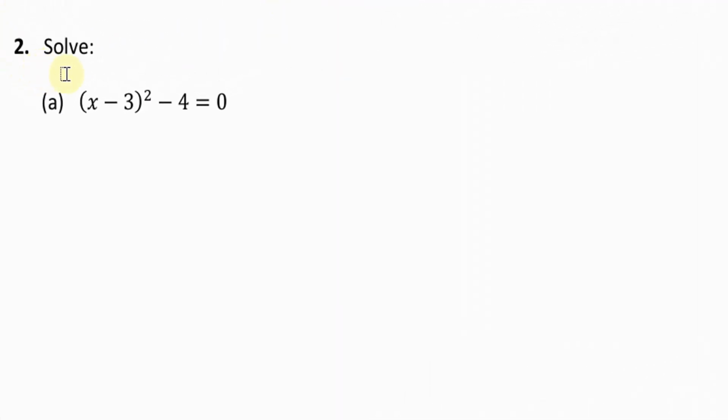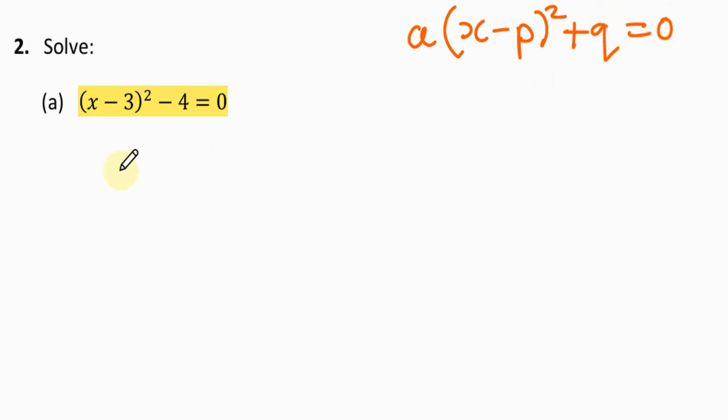Then in question 2a, we have to solve this equation. You should note that this equation is in completed square form. In other words, it's in the form a into x minus p all squared plus q equals 0. So we have to solve this equation, which is in completed square form. Many students may be tempted to square out the brackets first, then add like terms, and then solve the resulting trinomial or quadratic. However, there's a much quicker way of doing it, of solving this equation.